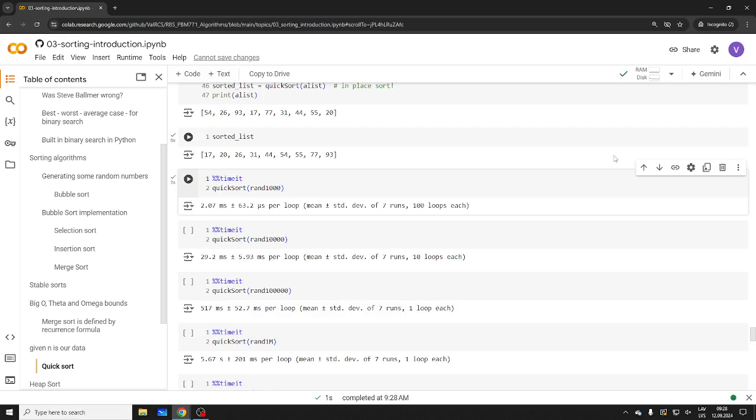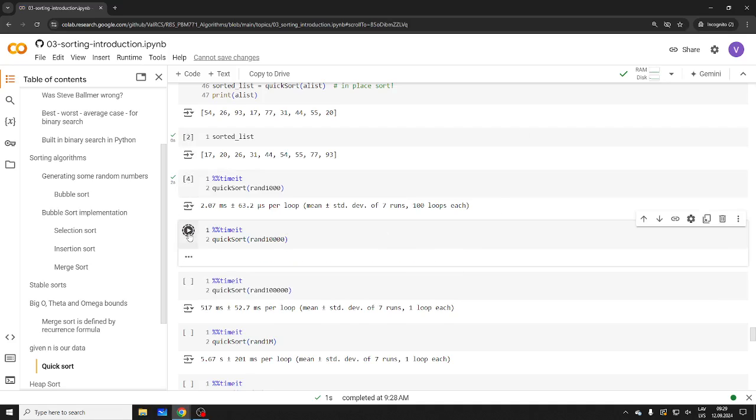2 milliseconds. Pretty good, actually. I believe it's faster than what I did on Tuesday. I think it's faster than merge sort. And also, of course, you can do 10,000.